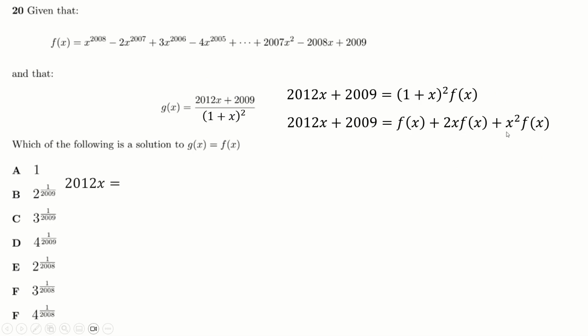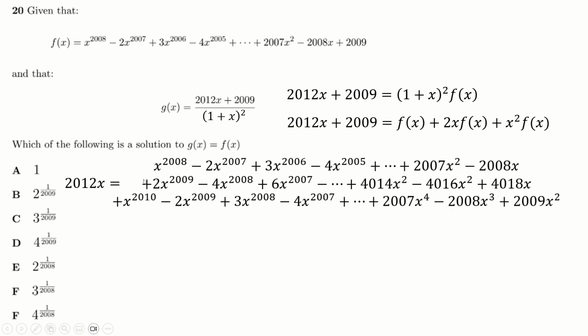And now what we can do is we can write out 2012x. Now f of x has a 2009 in it, so I'm going to cancel that from both sides immediately, and then write out the rest of f of x without the 2009 on the first line. Then this is 2x f of x, and then this is x squared f of x. Now what happens if you add these together? Obviously the 2010 doesn't have anything to work with, but the 2009s just cancel immediately, and then the 2008s all do, which is brilliant, and then the 2007s all do, and then you just hope that that happens the entire time.